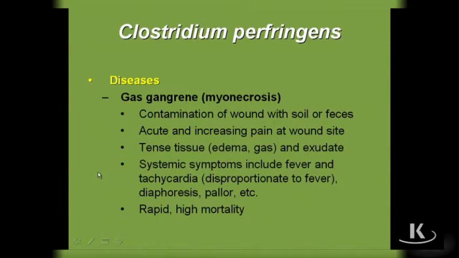And the toxin, again, is the alpha toxin for Clostridium perfringens. And that alpha toxin is what gives you these very classic symptoms of the myonecrosis, where you've got the very tense tissue. If you were to palpate it, it's very edematous, full of gas. And what we always worry about with gangrene or myonecrosis is, of course, the systemic symptoms, which include the fever, tachycardia, etc., because that can very rapidly lead to death. So we know that myonecrosis has a very high mortality rate.